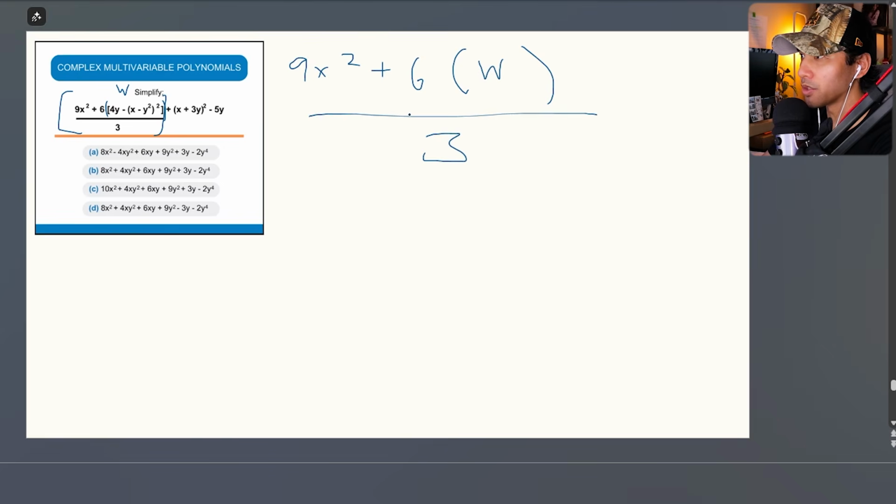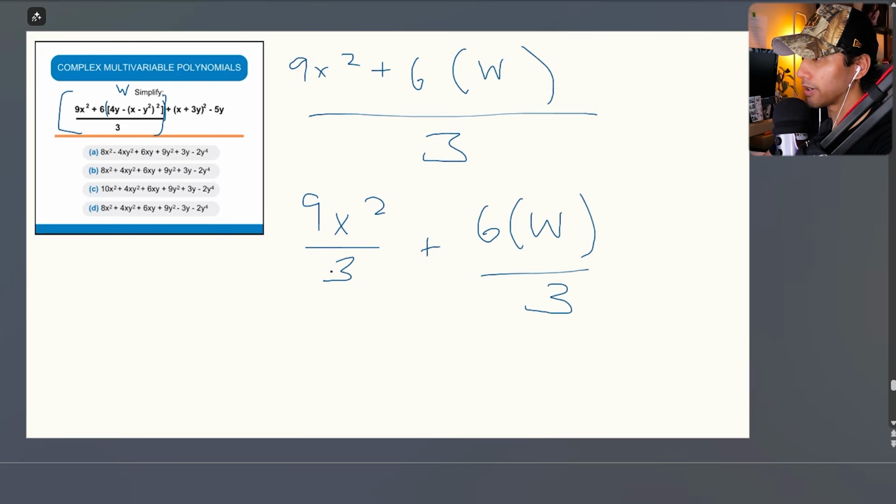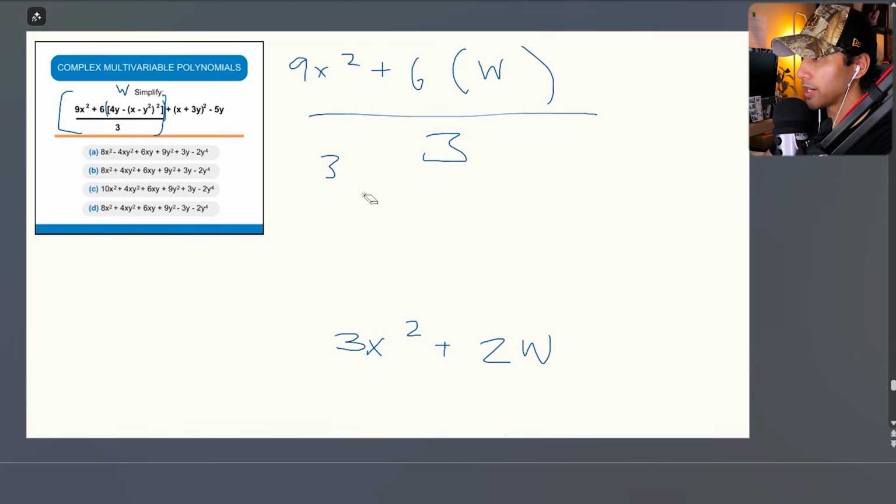Okay, let's get rid of this 3, right? So writing everything out again, this actually looks like this: 9x squared over 3 plus 6W over 3. Okay? So what's happening is we're dividing by 3 for both of these terms. 9 divided by 3 is just 3. 6 divided by 3 is just 2. So now we have 3x squared plus 2W. Now we got rid of the 3. So let's go ahead and continue with this equation.